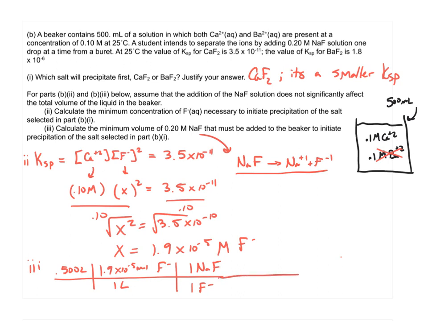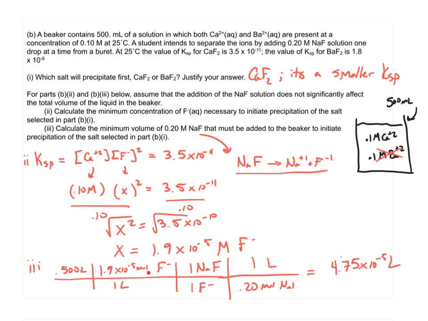And finally, I take the molarity of the concentrated NaF and I put that on the bottom. That's how many moles of NaF there are for every 1 liter. And I do a little solution stoichiometry. In summary, we started with 500 milliliters of solution, and we needed to add this concentration of ions to the solution in order to begin the precipitation.